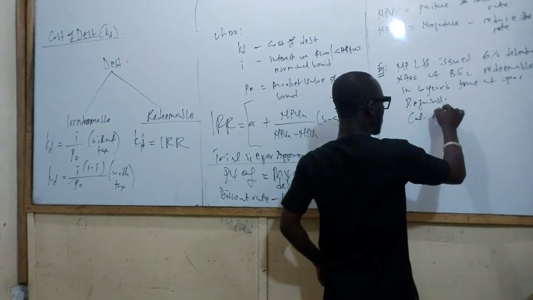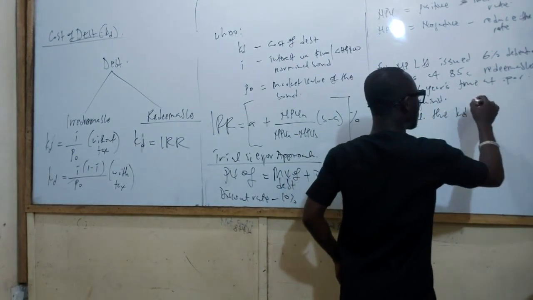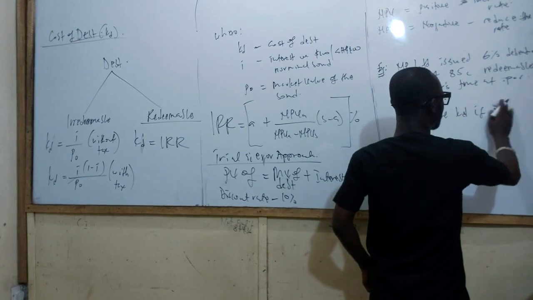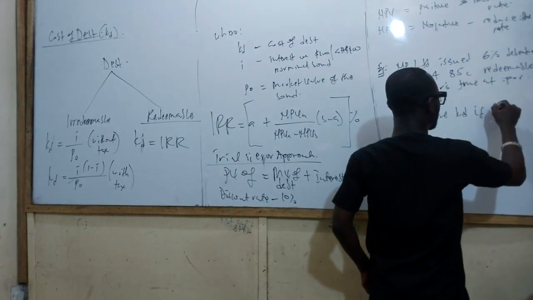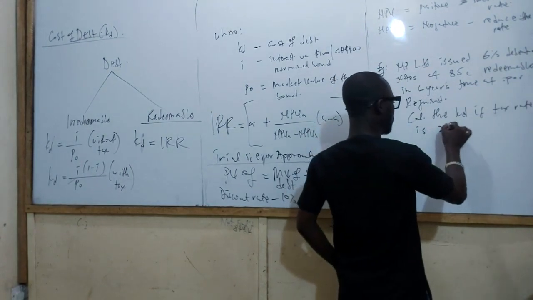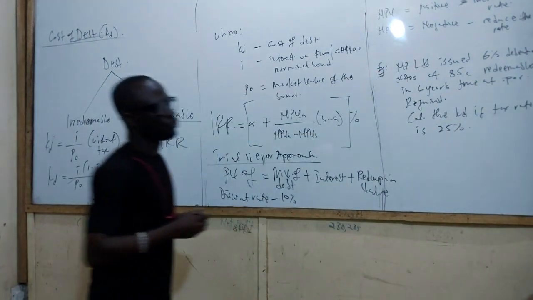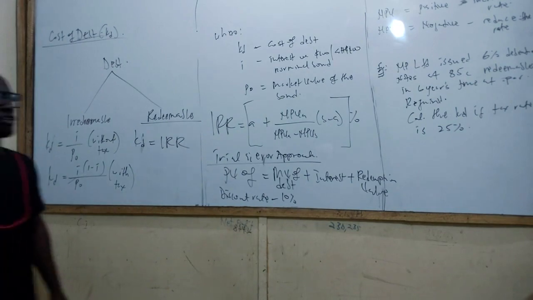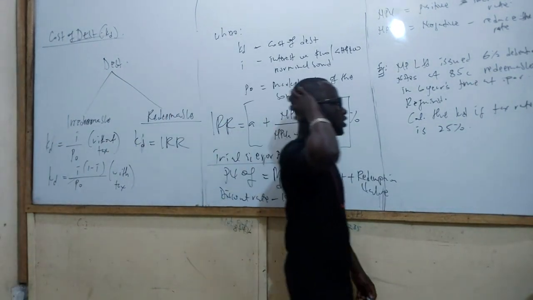Calculate the KD if the tax rate is 25%. So follow me closely, and we're going to be using this for our illustration.